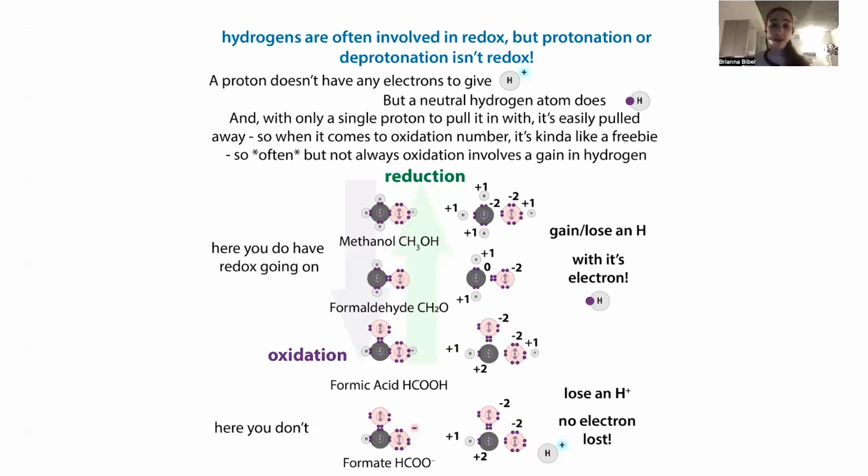And so we can think about if we go, say, from a methanol to formaldehyde, we're forming another bond to the oxygen, or we're losing a bond to the hydrogen. We're having a redox reaction happening here. And we can see this when we talk about the formal charges that these atoms would have if they broke up.